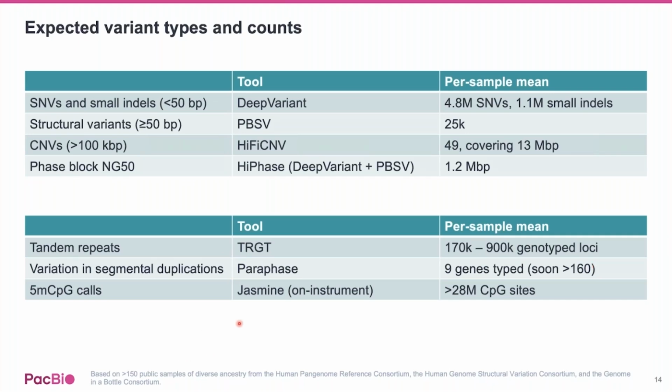Finally, if the input BAM had 5mC base modification sites generated by the tool Jasmine, as is typical for all whole genome sequencing data generated on Revio, you'll have methylation information for over 28 million CpG sites.